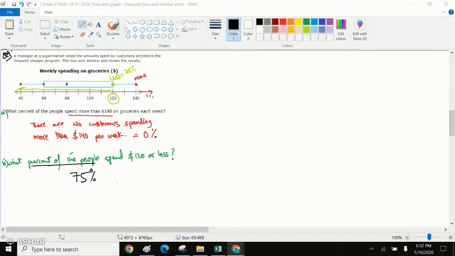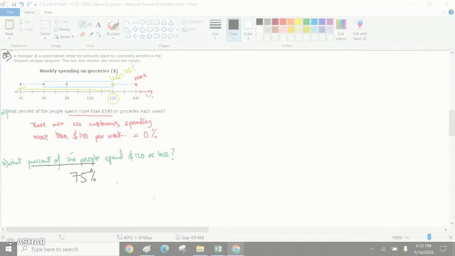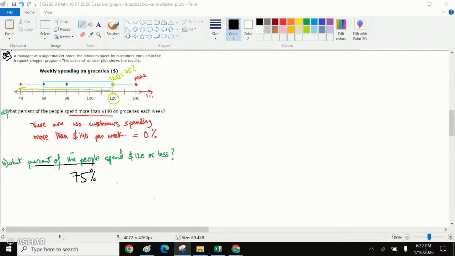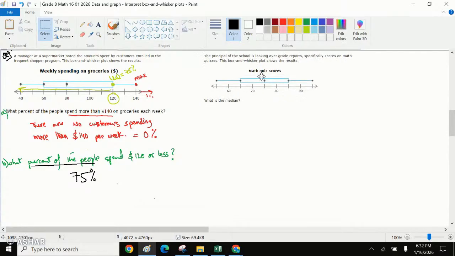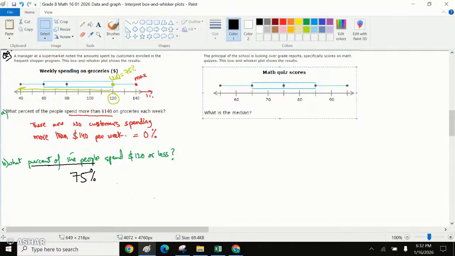just a minute, please. Let me copy this. The principal of a school is taking over grade reports. They're showing the results in a box and whisker. School test results. That is question number 10. What is the median? What should be the median?